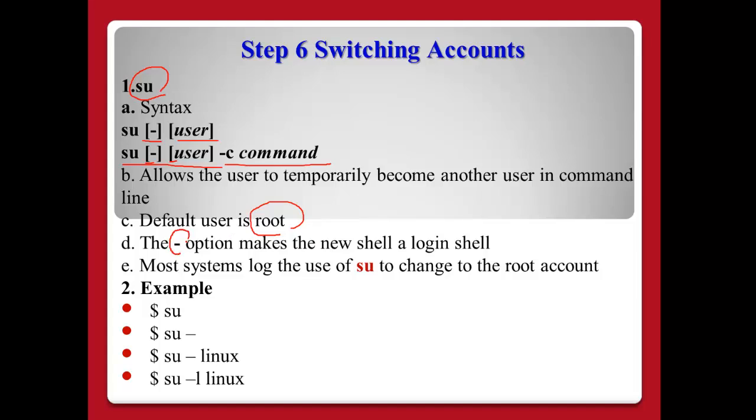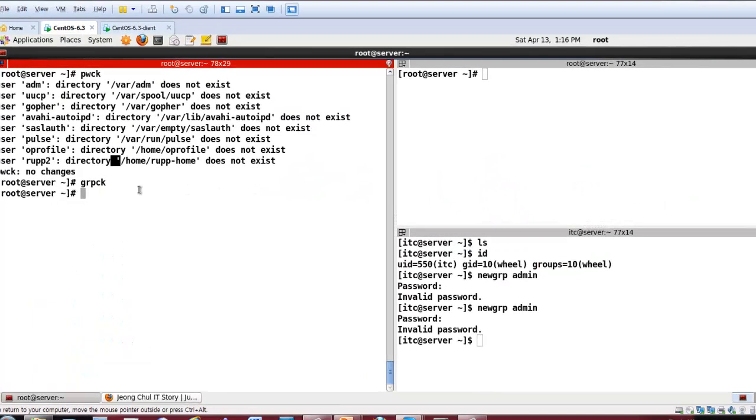And the hyphen option here makes the new shell a login shell. In most systems, the user should log in and then change to the root account. It means at first we need to log in as a normal user, not root. And after that, using this command su, we can become root. For example, su and hyphen, then this command will ask for the password of root. Okay, let's try to use this one.